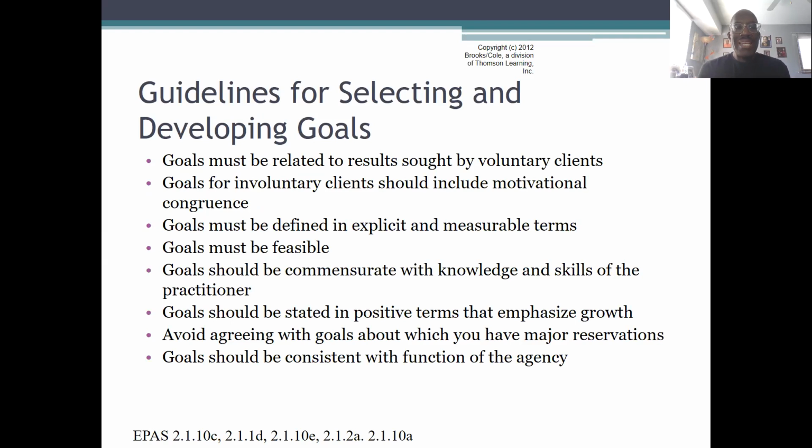So again, these are some guidelines that we need to be aware of as it relates to selecting and setting goals. So I will pull a few. First of all, goals need to be defined in explicit and measurable terms.